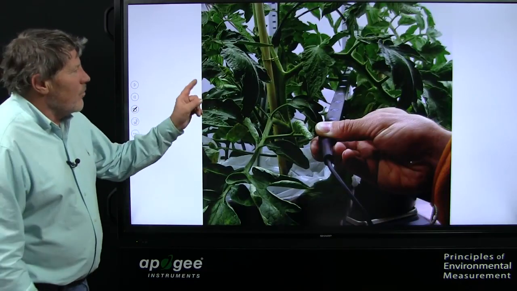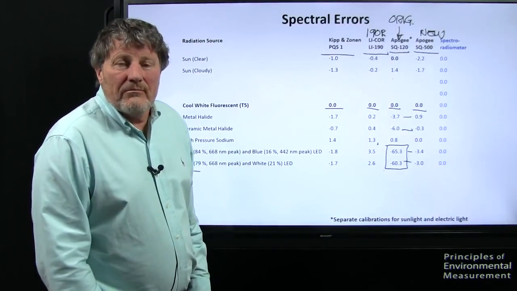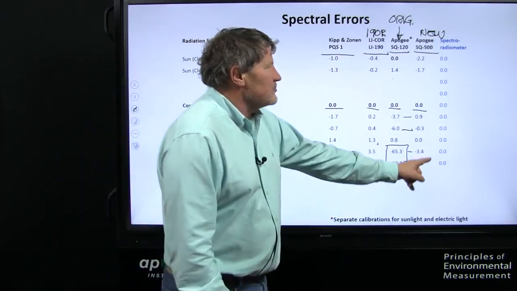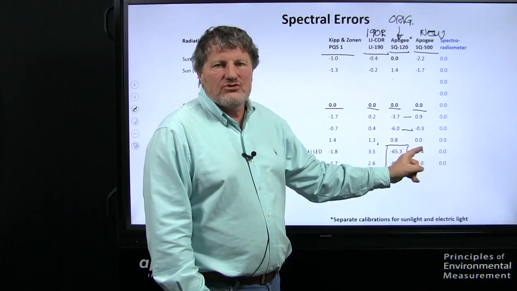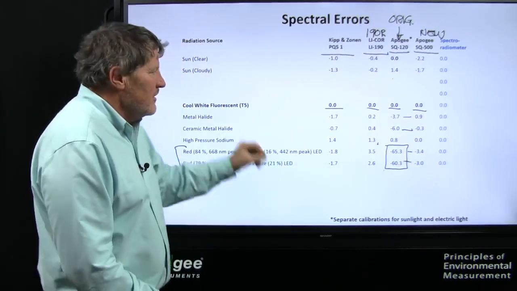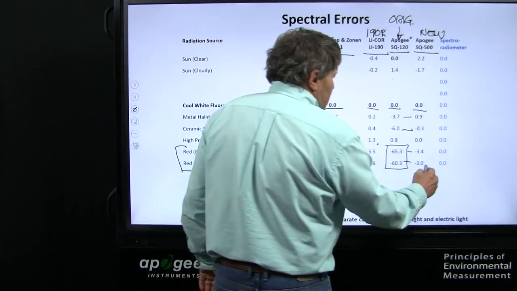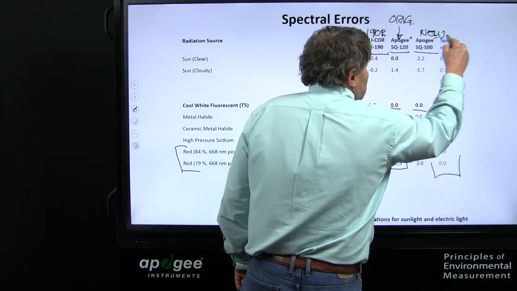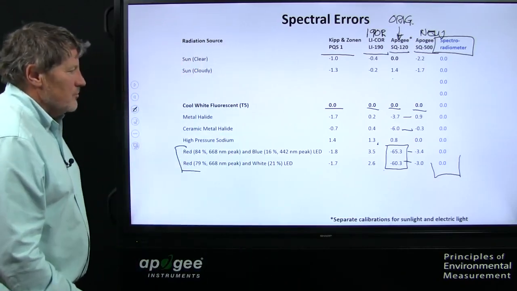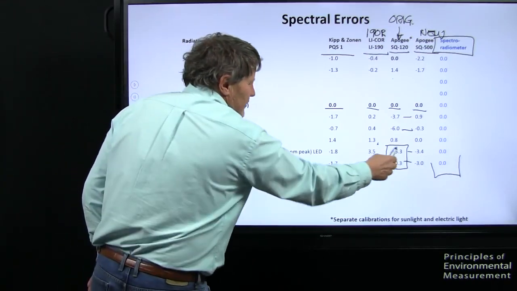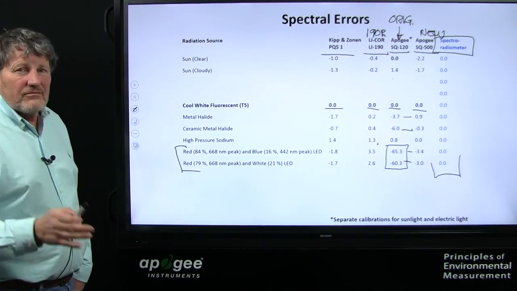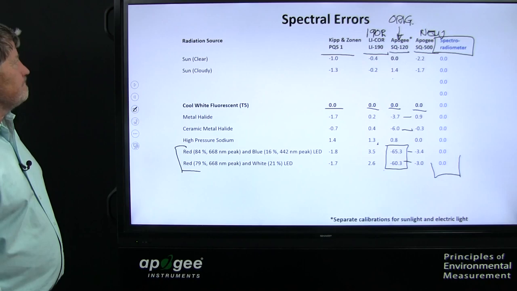Oh, we need to go back one. Spectroradiometer, remember the 10 times bigger, more expensive? It nails every single source. Zero errors, because it's measuring every color individually. So if you really need excellent accuracy, you need a spectroradiometer to do this. But most people, if they have 2 or 3% accuracy, that's good enough for their applications.